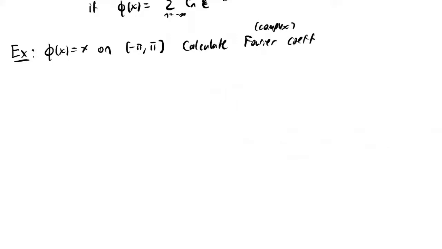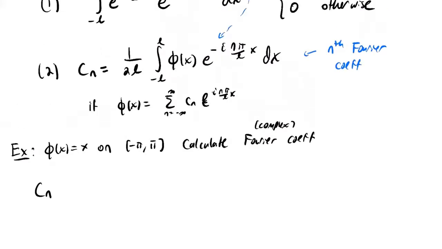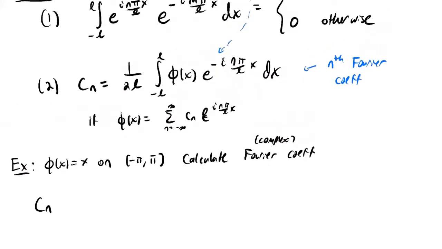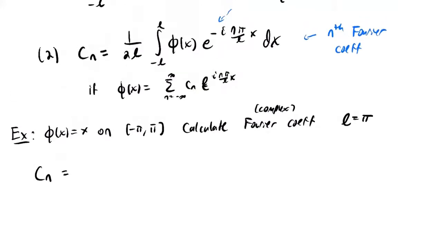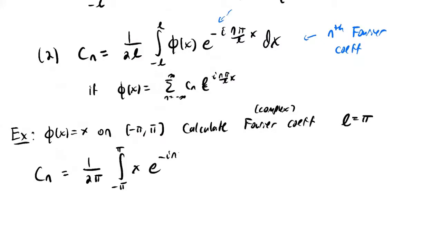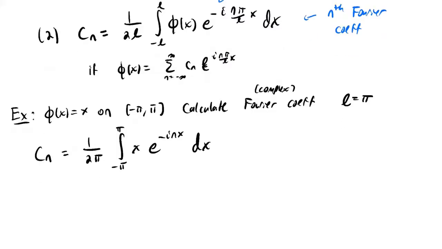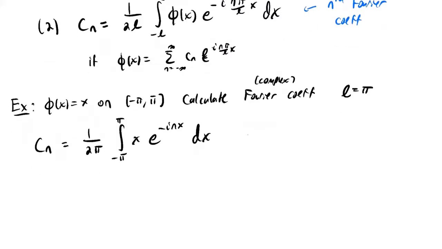And so, well, what are these equal to? Well, remember, even if we don't know if phi is equal to its Fourier series, we can still calculate the coefficients. So that's what we're going to do here. In this case, L is equal to pi, right? We're just going to use this formula. So Cn is 1 over 2 pi, integral from minus pi to pi of x times e to the minus inx dx. And so we're just going to integrate by parts as we did before.